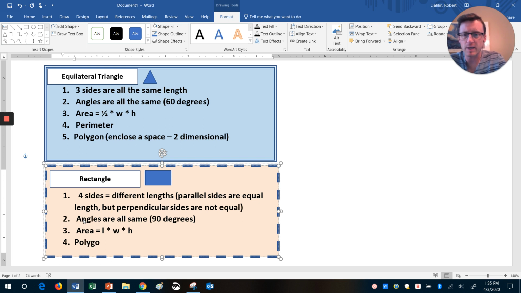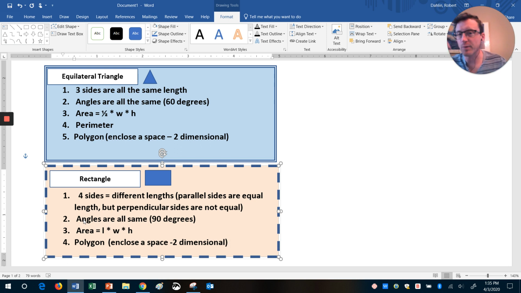They are also a polygon, which again means it's an enclosed space. And again, this rectangle is 2-dimensional. It does not have depth. It's not 3D.